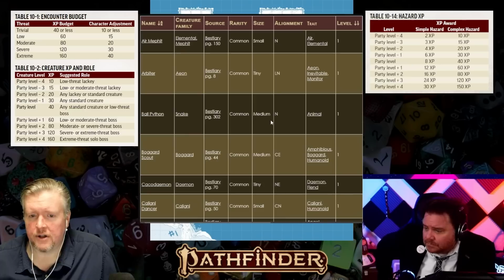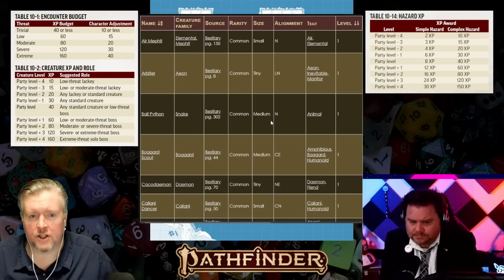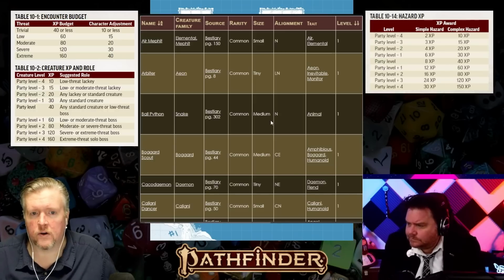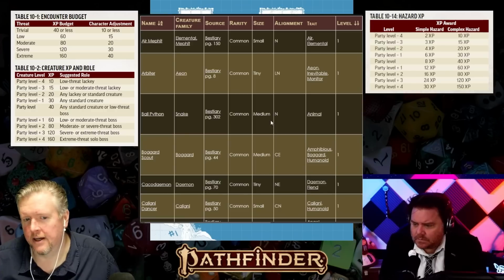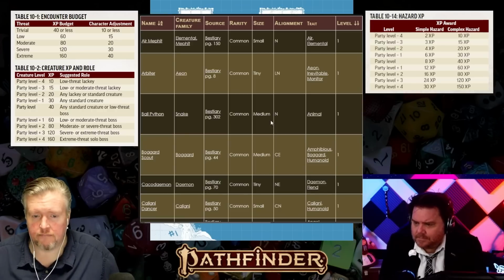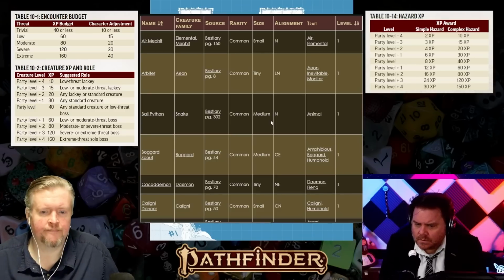So what you could do is, the ball python is level 1, which means it's worth 40 XP. And the viper is worth 20 XP. So you could have a pair of snakes living in here. One bigger, one smaller. You could do that. Or if you wanted to, you could just go 3 vipers.